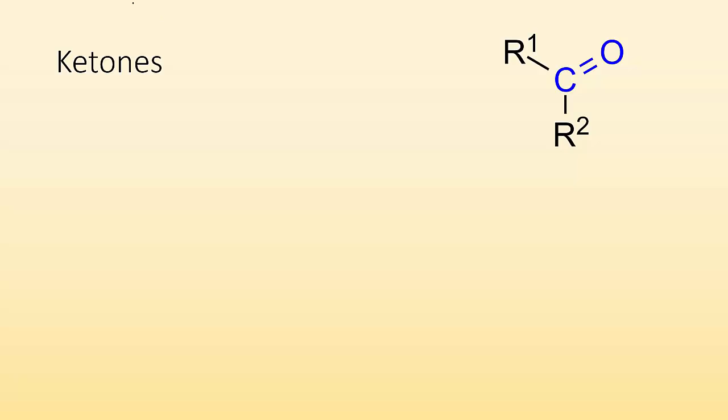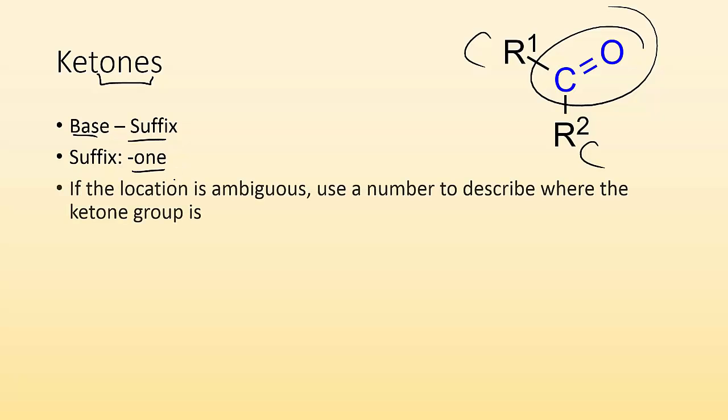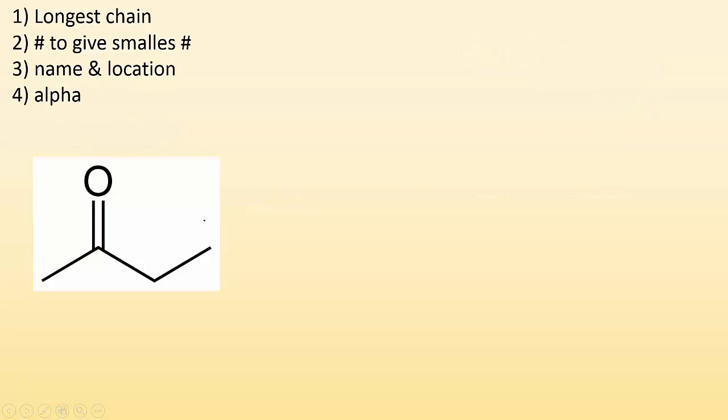Ketones. Remember that ketones have the O in the middle. So that's how you know it's a ketone. And then boom. So I know I got a ketone here because on either side of that carbon with the double bond O, there's other carbons. So base and then suffix. The suffix is going to be -one, just like in the word ketone, right? They don't try to trip you up. It's part of the word ketone. So if the location is ambiguous, you got to use a number to describe where the ketone group is. Sometimes it can only be in one place, and I'll show you those examples. But if it could be in multiple places, you need a number to say where it is.